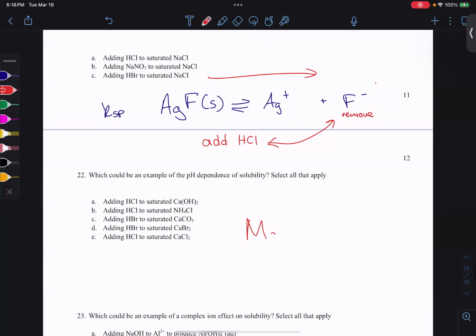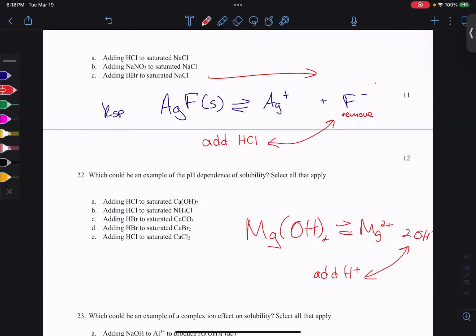Another example would be magnesium hydroxide, right? Breaks up into magnesium 2+ and 2 hydroxides. If I add acid, H+ is going to react with what in this chemical equilibrium? OH-. If these two neutralize one another, you're essentially removing hydroxide from that reaction. So again, Le Chatelier's principle, what happens when you remove a product? The reaction shifts forward. So magnesium hydroxide is more soluble in acidic conditions.